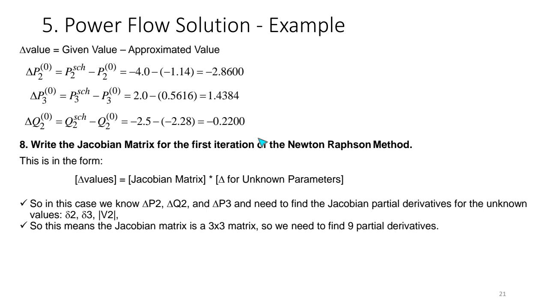And this is not a converged value. So we need to do the second set of iteration. Find out the Jacobian matrix for the first set of iteration and go for the second set of iteration until the solution is converged. So the next step, we are going to find out the Jacobian matrix. It means we need to find out the elements of the Jacobian matrix by using the partial derivatives for the real and reactive power.